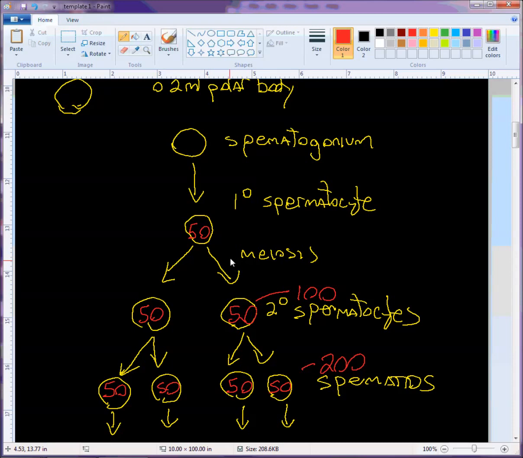So it's different from oogenesis. In oogenesis, essentially when you're starting with 50 primary oocytes, you're getting 50 ootids at the end. And with spermatogenesis, when you start with 50 primary spermatocytes, you're ending up with 200 spermatids.